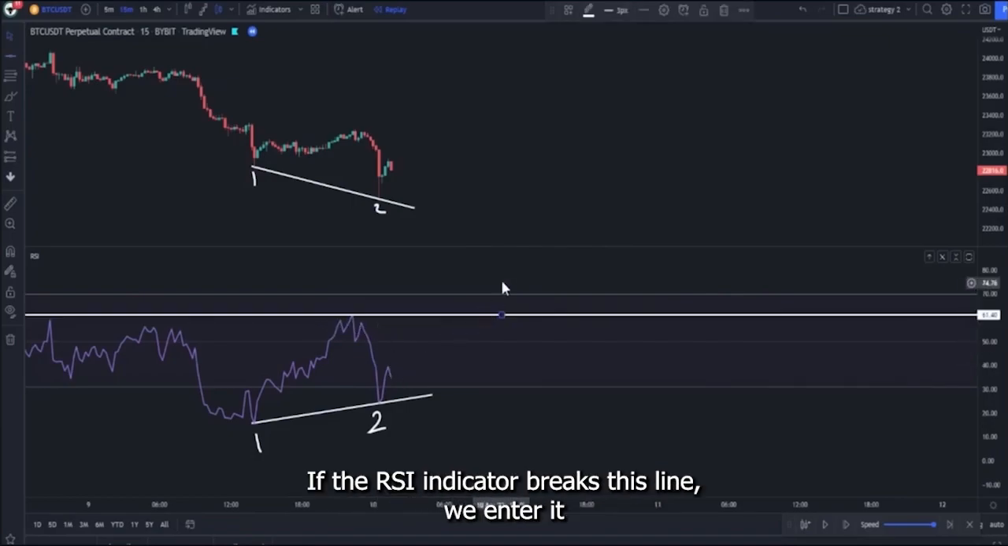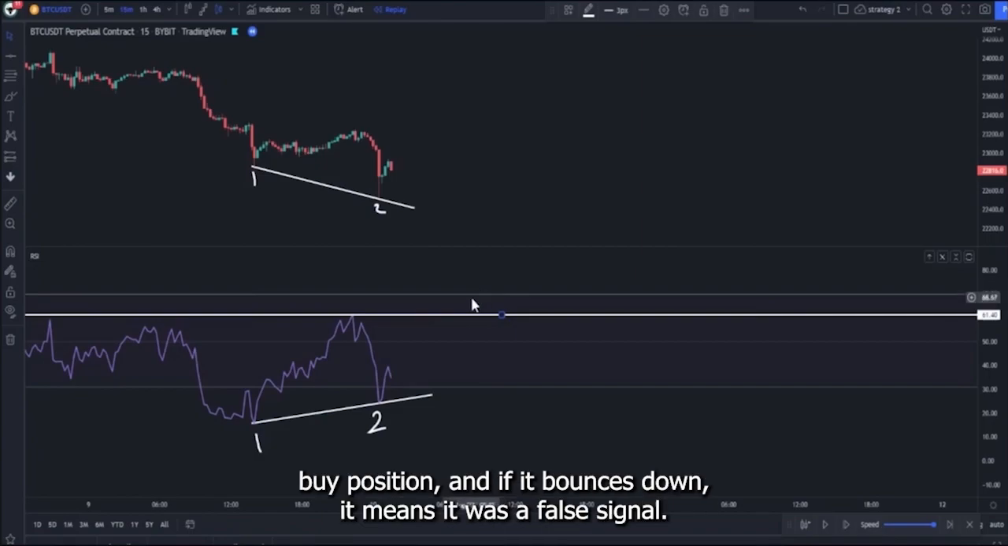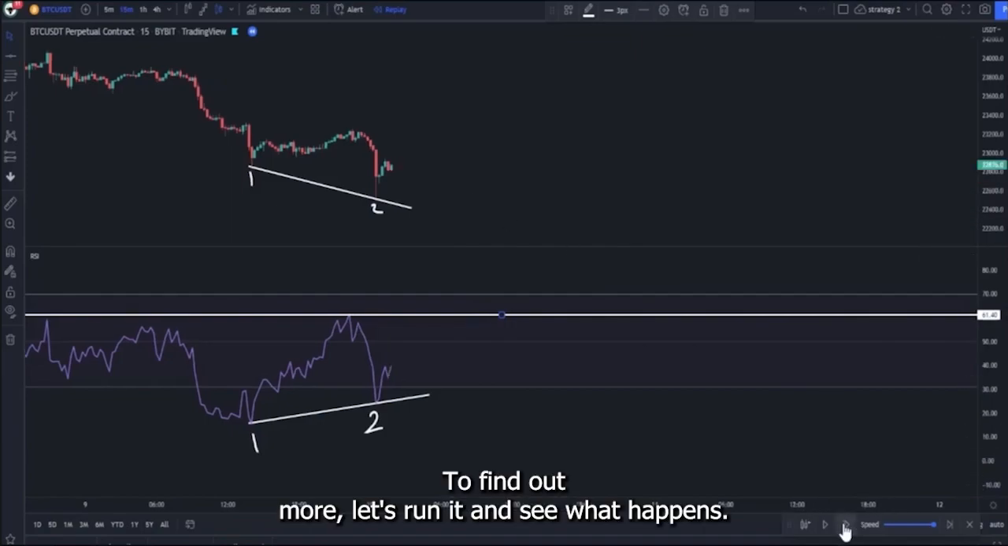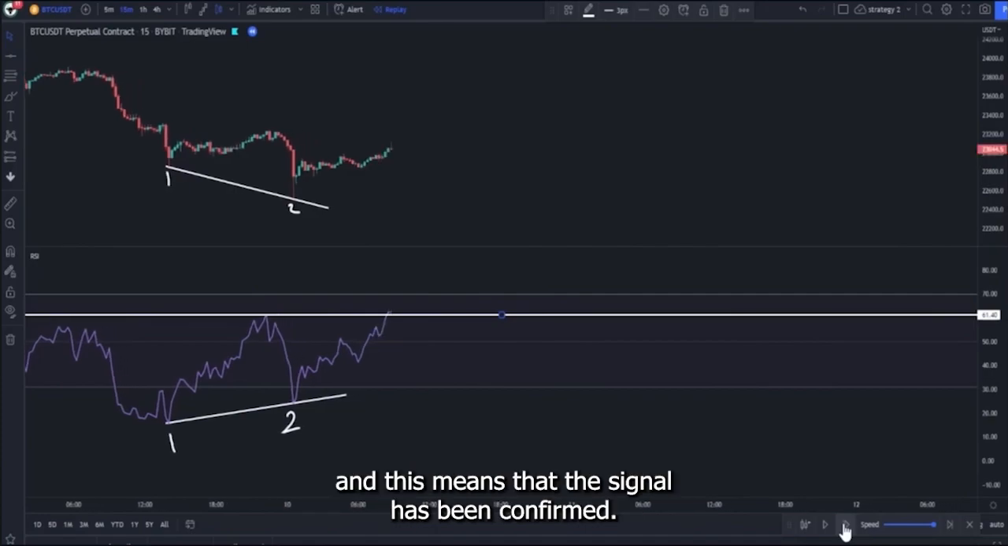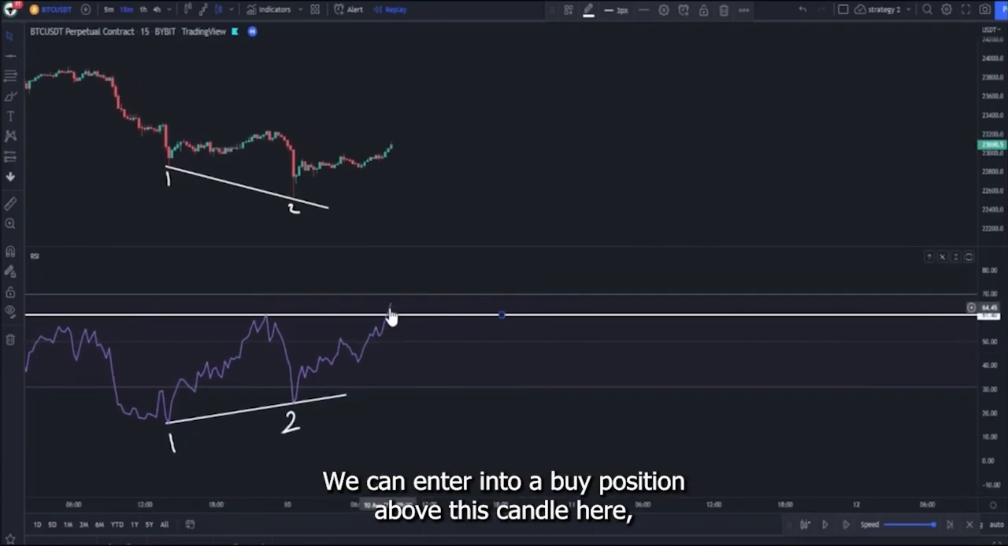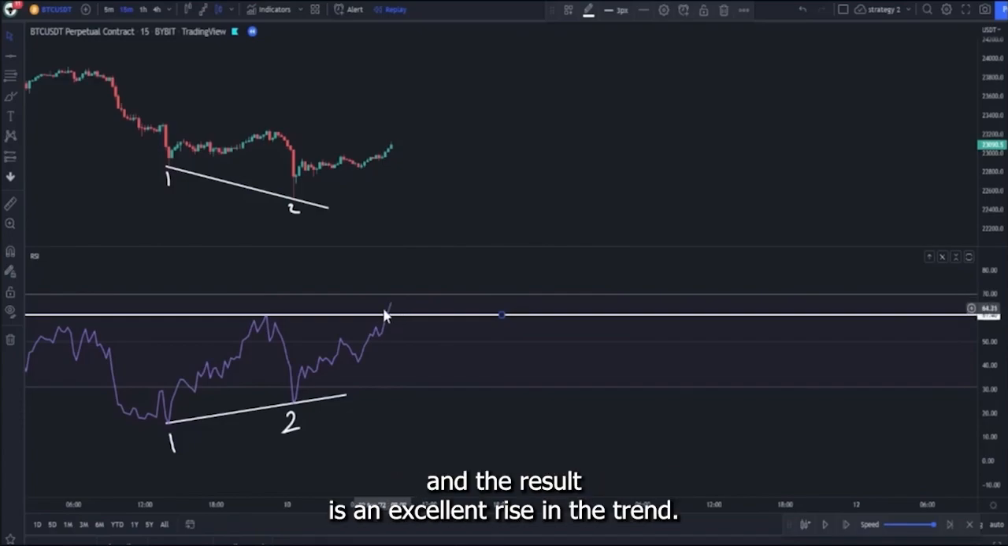If the RSI indicator breaks this line, we enter a buy position. And if it bounces down, it means it was a false signal. To find out more, let's run it and see what happens. We can see the horizontal line has been breached, and this means that the signal has been confirmed. We can enter into a buy position above this candle here, and the result is an excellent rise in the trend.